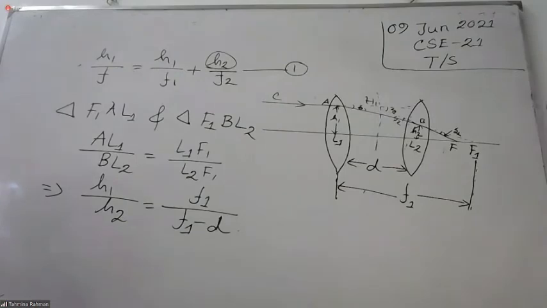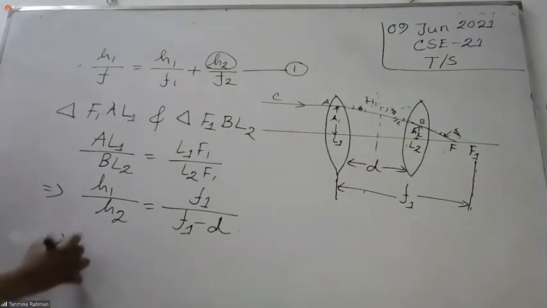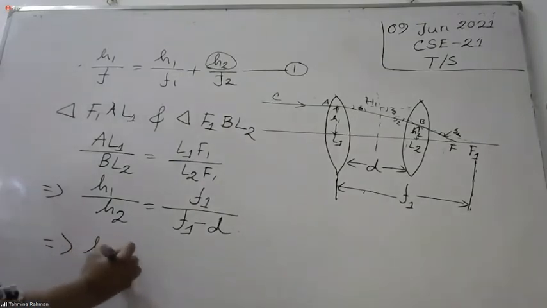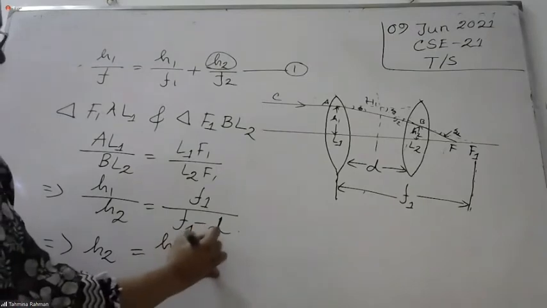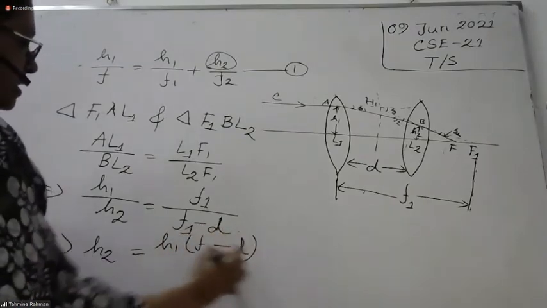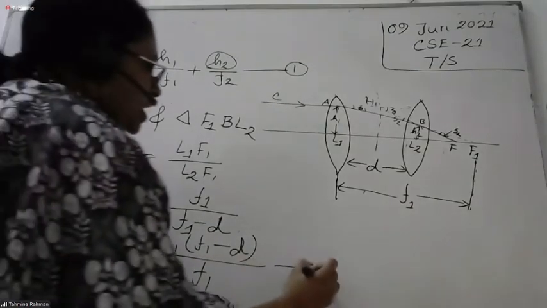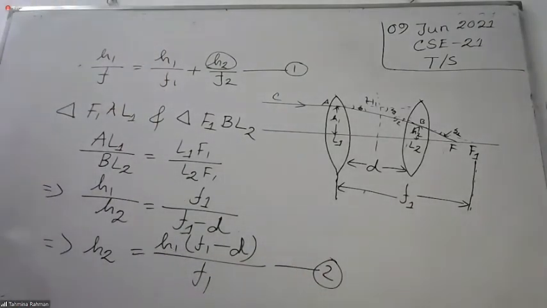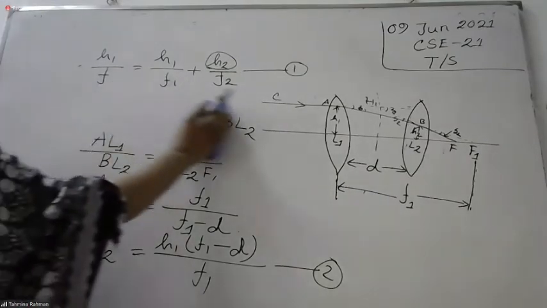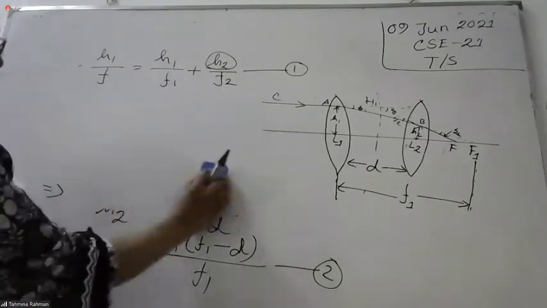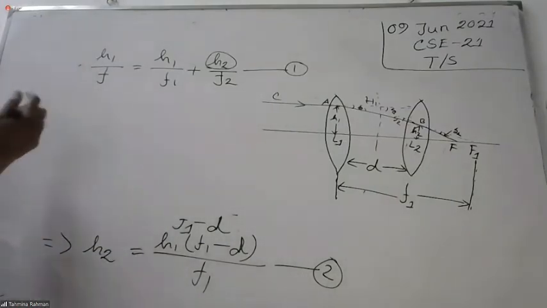So we need H2 so that we can put the value there. We keep H2 on the left-hand side and the other things on the right-hand side. So H2 equals H1 into F1 minus D divided by F1. This is our equation number 2. Next, we have to use equation number 2 in equation number 1.